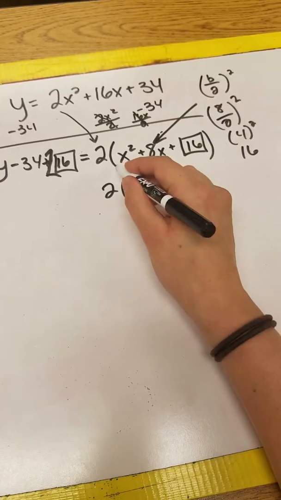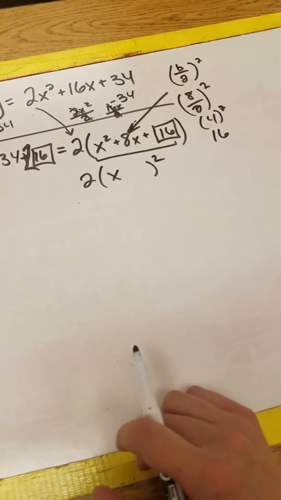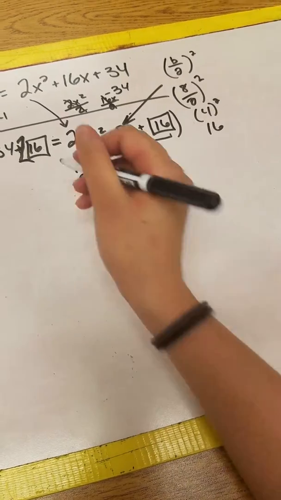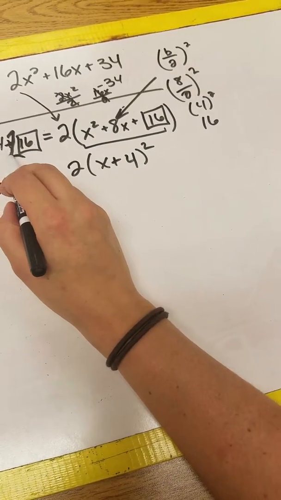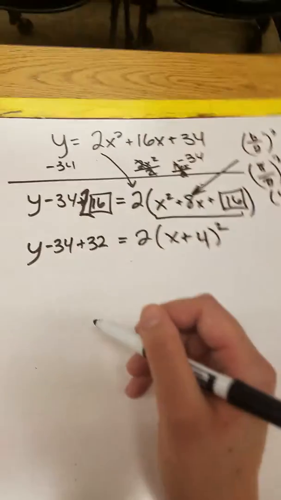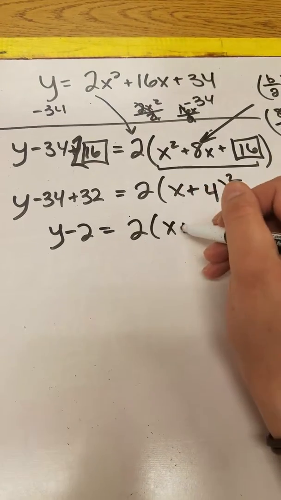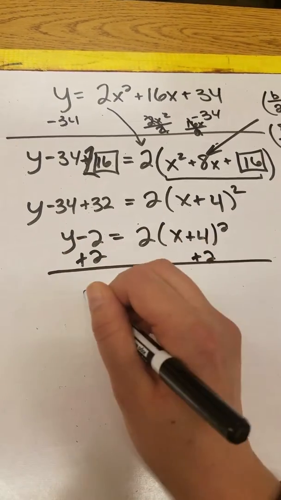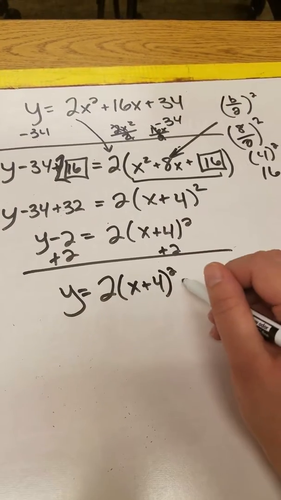We would factor our perfect square trinomial into something squared. So in this case, factors of 16 that add to 8, 4 and 4, so it's x plus 4. Over on this side, we are going to have our negative 34, and then we're going to do 2 times 16. So 2 times 16 gives us 32. Negative 34 plus 32 is going to give us a negative 2. I'm just going to rewrite my other side, and then I'm going to move over my 2. So I get y equals 2(x plus 4) squared plus 2.